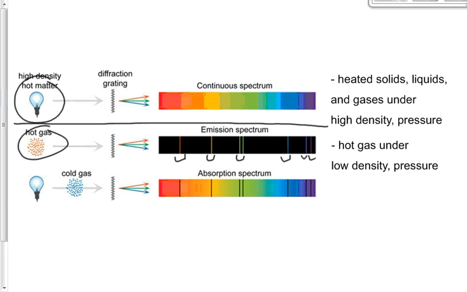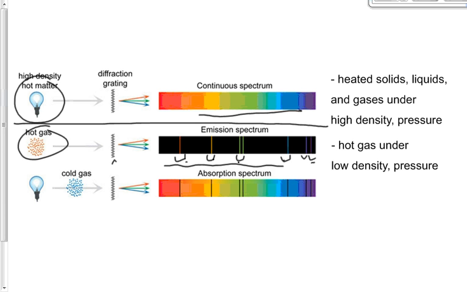A hot gas under low pressure releases all of these photons. Before they get to this diffraction grating or prism, it looks like white light, but the diffraction grating or prism splits it up into the component colors. It's different than the first diagram we have because this gas under high pressure, or this solid or liquid, produces all the colors. This produces only specific colors corresponding to specific transitions.